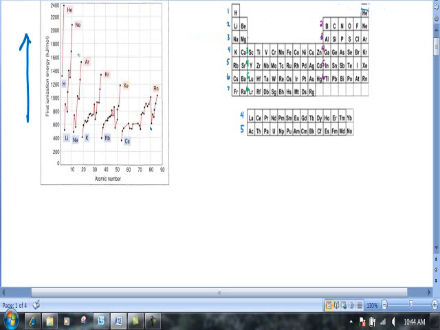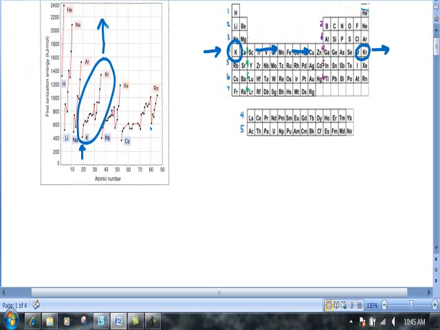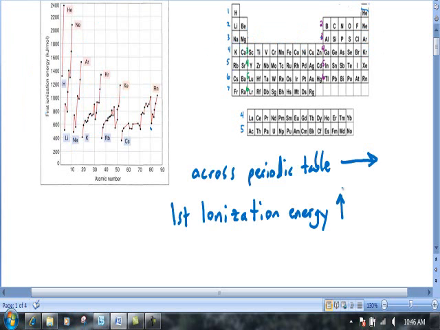We can see a similar trend for each row or period on the periodic table. As we progress from sodium to argon, moving across the periodic table, we can also see that our ionization energy goes up. Similarly, as we move from potassium across the periodic table to krypton, we again see that our first ionization energy increases as we move across the periodic table.